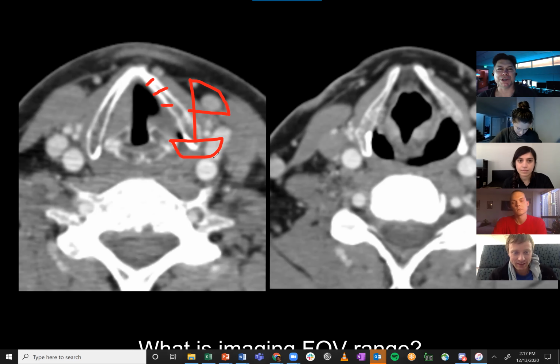So you get the spinnaker sail sign, and that's the primary sign of a cord paralysis. The secondary signs are anteromedialization and thickening of the aryepiglottic fold, prominence of the piriform sinus, and we sometimes see what's called widening of the thyroarytenoid gap, the space in between the thyroid cartilage and the arytenoid. So that's wider on this side than it is on this side. So those are the secondary signs of a cord paralysis. We also sometimes see asymmetry of the arytenoids. That's a secondary sign of a cord paralysis.